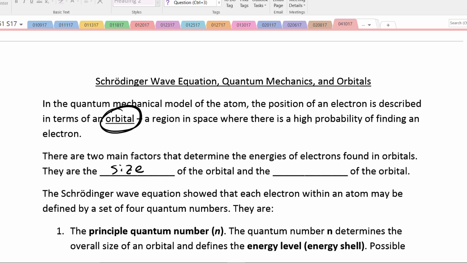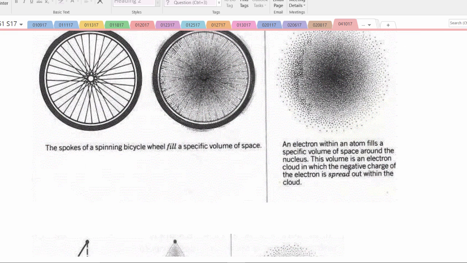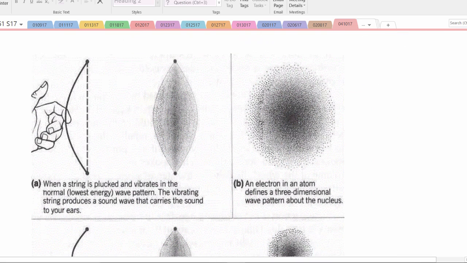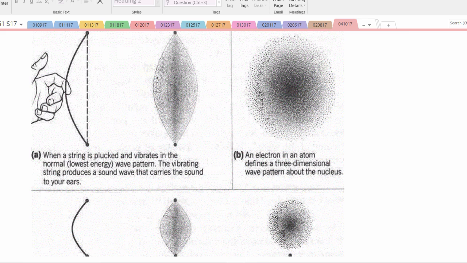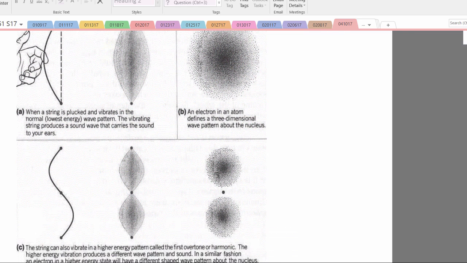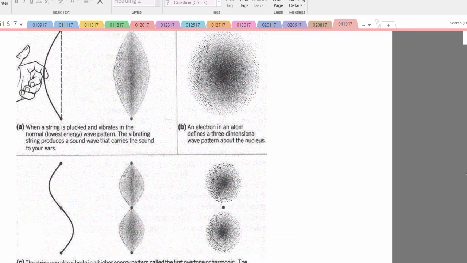Now the second one, notice that all of these orbitals up here have different shapes. So it turns out the second characteristic has to do with the shape of the orbital. Now to make that analogy here, I'm going to look at these vibrating strings. And if you were to pluck on a string, that string can vibrate a number of different ways.